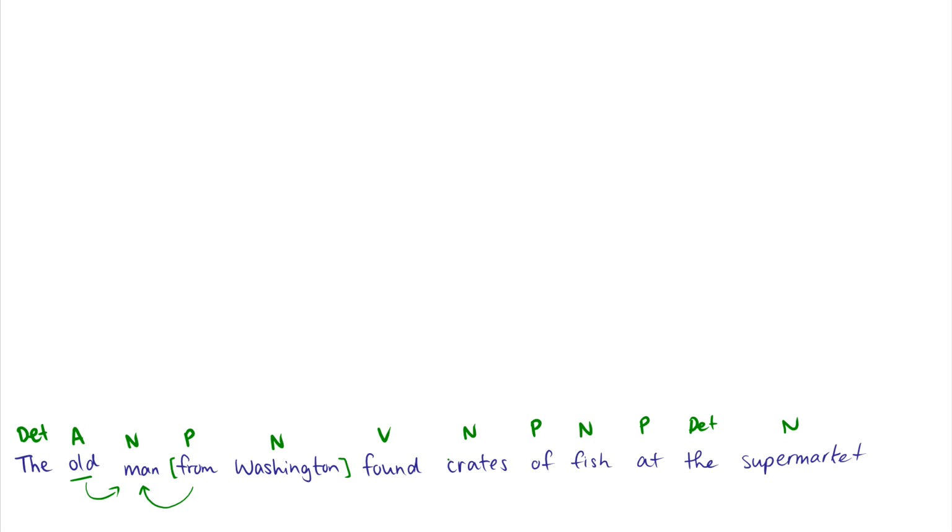At the supermarket is also an adjunct because it describes where things were found. So this is an adjunct for found. Crates of fish. This is one of those things like the map of Canada, where we can't say the one of Canada. So the map of Canada and the one of Spain, that's a little weird. So we say it's a complement, that of Spain. We can't say the crates of fish and the one of beef. That's weird too. So this is going to be a complement to crates.